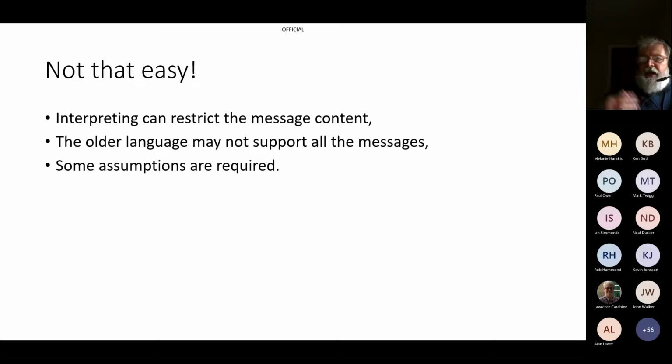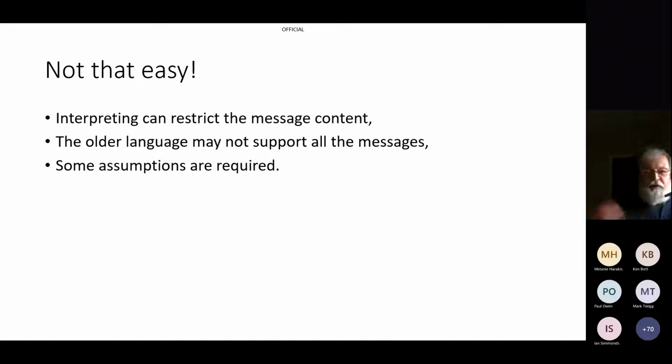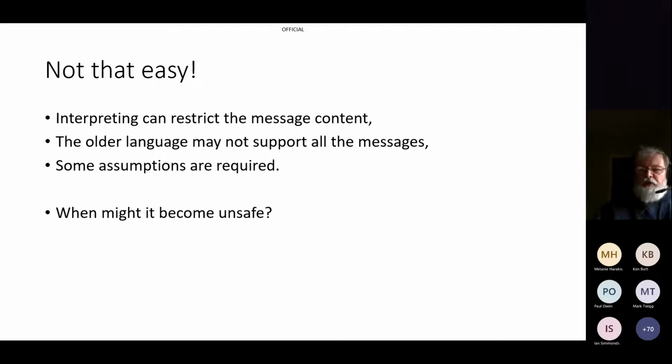And for ETCS, that's quite important, because the older ETCS language didn't support all of the messages that are in the current language. And so you have to make assumptions to fill in the gaps. But interpreting things can lead to misunderstandings, and those misunderstandings could become unsafe. So let's have just a look at an example of how having two different versions of the language at either end of the communication channel could lead to something that's unsafe.